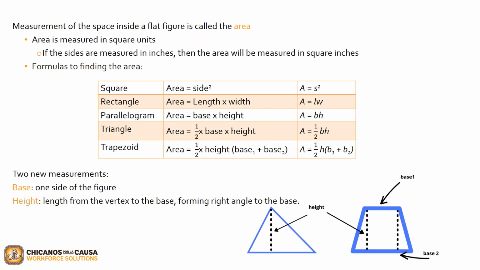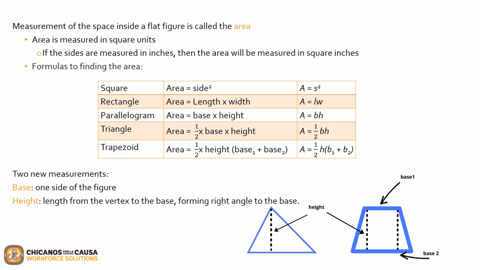So now let's find the area of a figure. The area is the measurement of space inside the figure. We talked about the outside, which was the perimeter, but now inside is the area. The area is measured in squared units. For example, if you're measuring in inches, then the area will be measured in square inches.